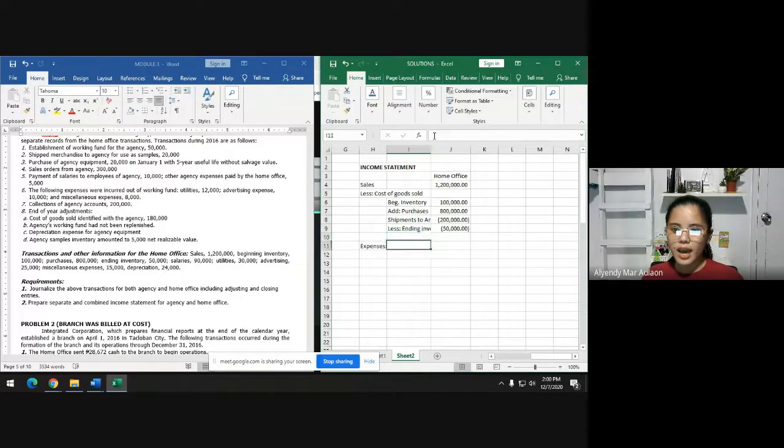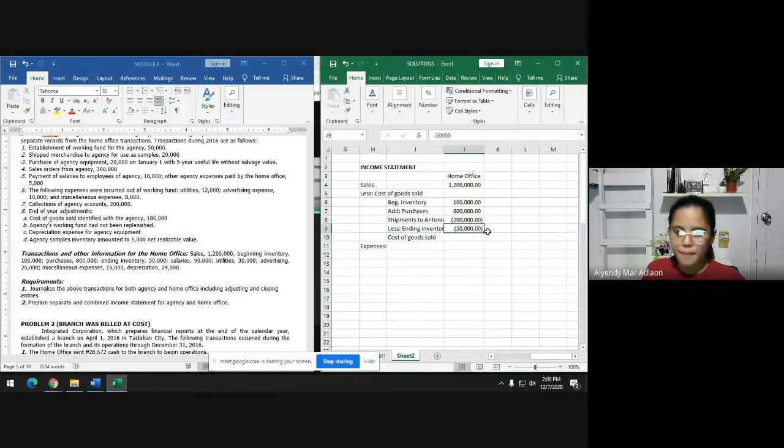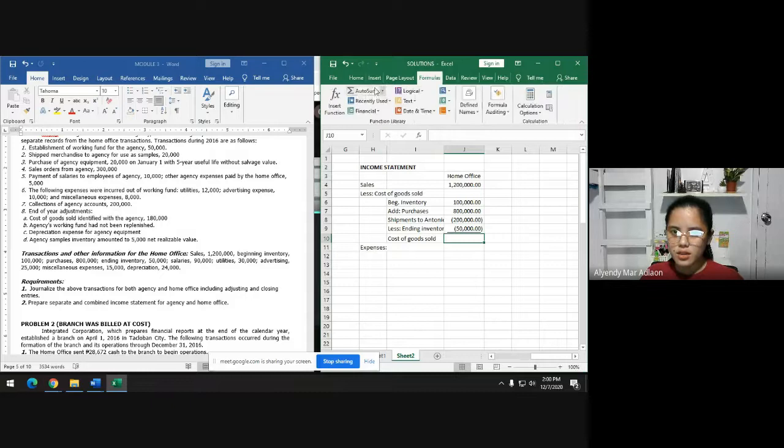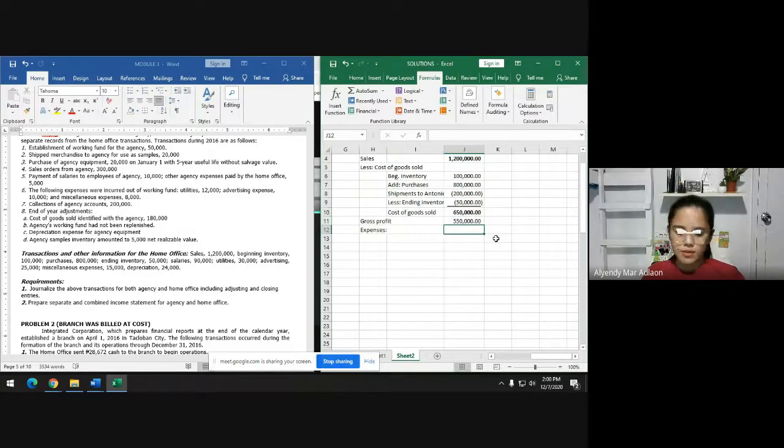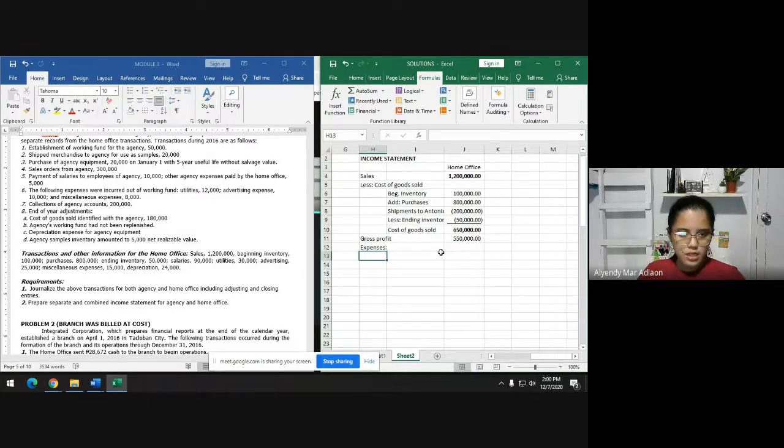So, how much is the cost of goods sold? The cost of goods sold on the part of the home office is, okay, you just solve this one. We have 650,000. So, sales of 1,200,000, cost of goods sold of 650. So, how much is our gross profit? You have 1,200,000 minus 650, that is 550,000. And then you list down all the expenses.